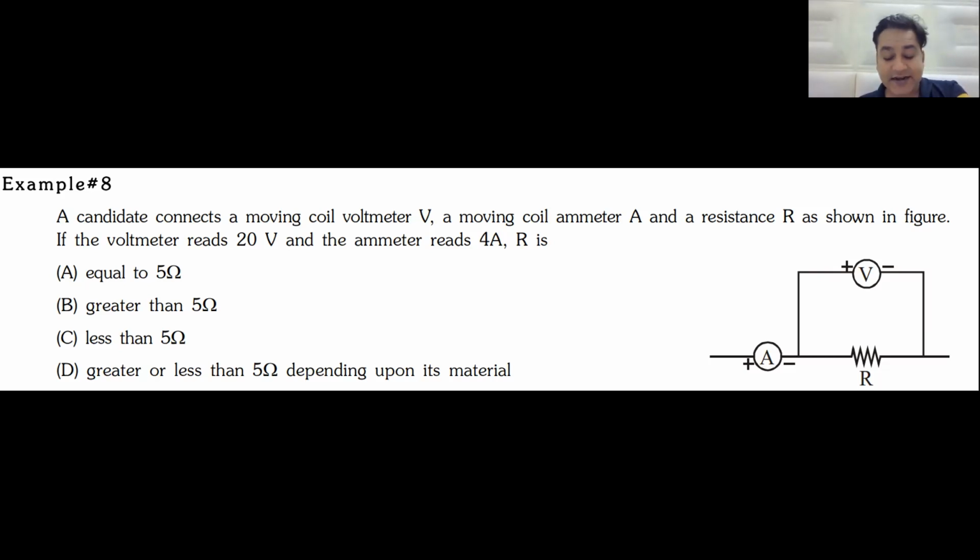A candidate connects a moving coil voltmeter, a moving coil ammeter, and resistance R as shown in the figure. The voltmeter reads 20 volt and the ammeter reads 4 amps. What is the value of R? Equal to 5 ohms, greater than 5 ohms, less than 5 ohms, greater or less depending upon its material. Single option correct. I'll give you 2 minutes to think about it.